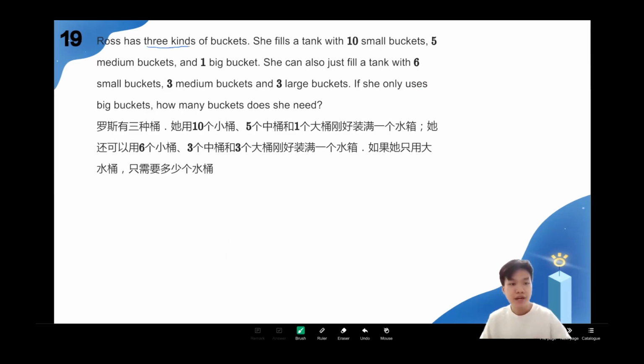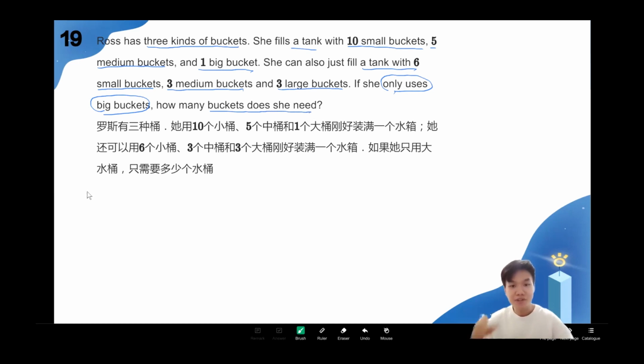Question 19. Rose has 3 kinds of buckets. She fills a tank with 10 small buckets, 5 medium buckets, and 1 big bucket. She can also just fill a tank with 6 small buckets, 3 medium buckets, and 3 large buckets. If she only uses big buckets, how many buckets does she need?